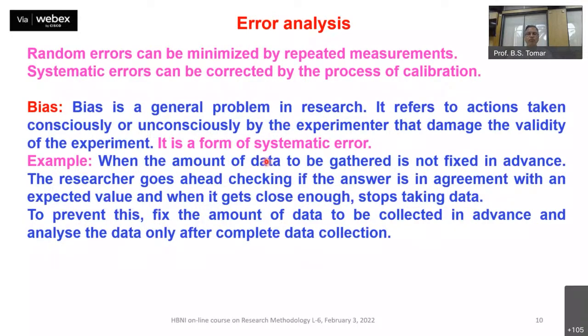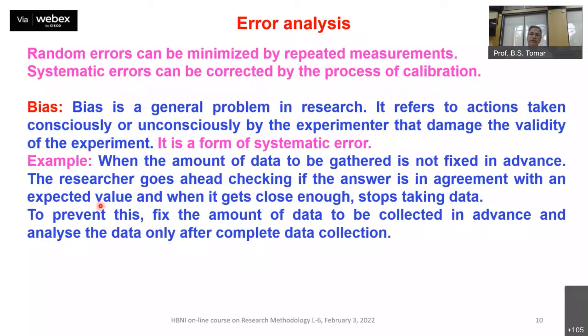One of the examples of how the bias can enter in your data is when the amount of data to be gathered is not fixed in advance, particularly when you are doing a survey or you are doing some sample collection. So you start analyzing. So the researcher goes ahead checking if the answer is in agreement with an expected value. So you may not be getting the data as you expect, and when it gets close enough, you stop taking data.